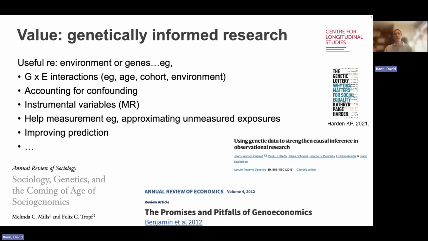I think some of you here will be already quite familiar with the cohort studies, but you'll be less familiar with using genetically informed designs. And by that, I mean using genetics in your research. So what is the value of genetically informed designs at a higher level? At a high level, they can be useful whether your interest is actually in the environment, or whether your interest is actually in the genes or some combination of the two.